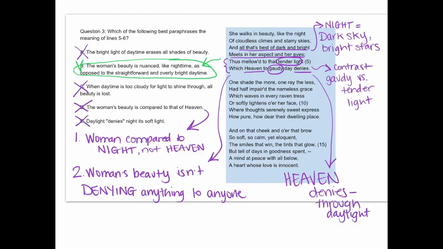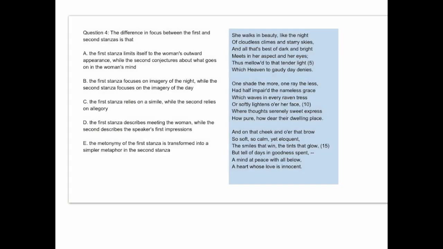And the answer that best fits the context is B, the woman's beauty is nuanced like nighttime as opposed to the straightforward and overly bright daytime. Question 4. The difference in focus between the first and second stanzas is that what? And this question is really just asking you to read carefully.